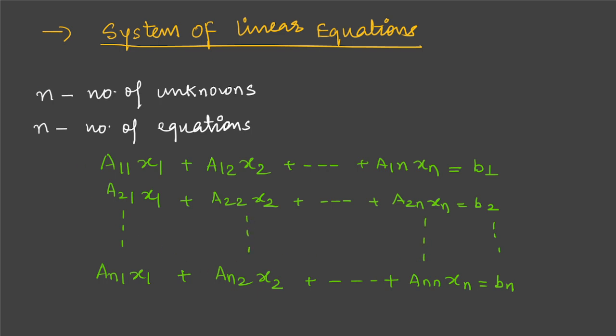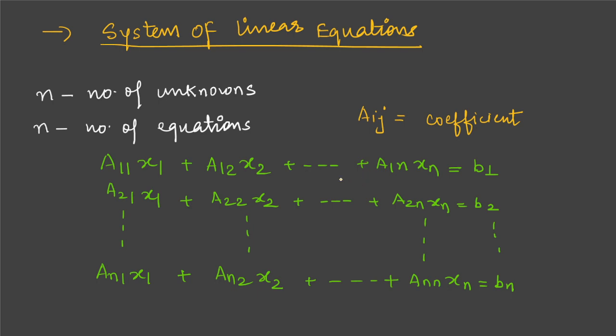A collection of more than one simultaneous equations is a system of linear equations. So this is how our n cross n system looks. Here these aij's are the coefficients, and these bj's are the constants. And what about xi? This xi simply represents the unknowns.